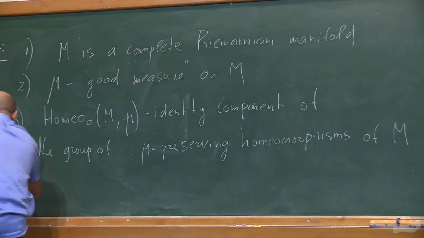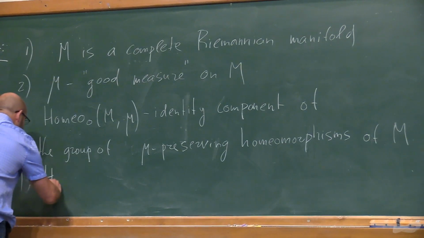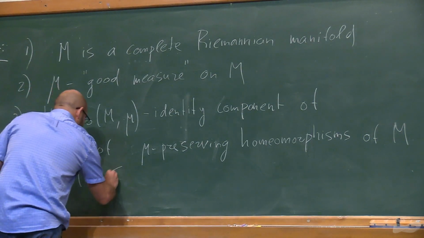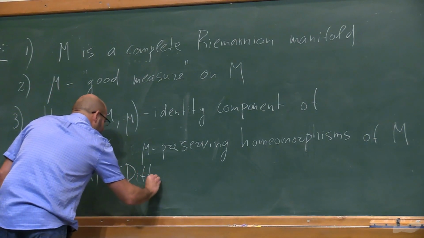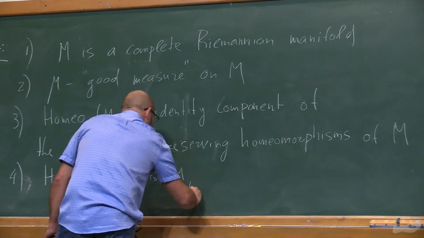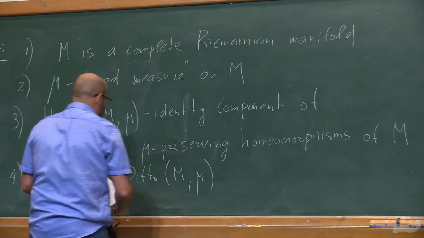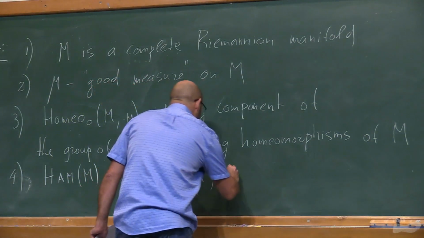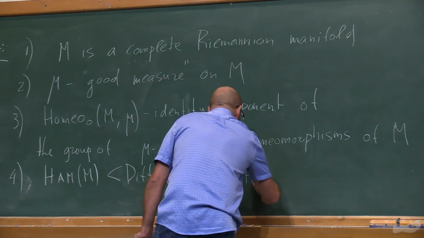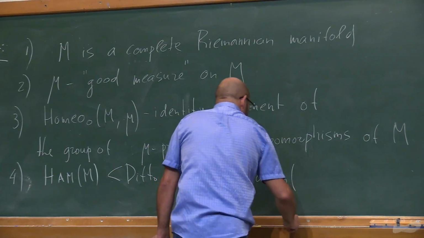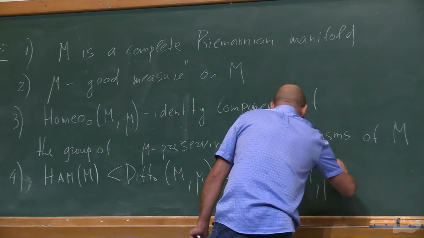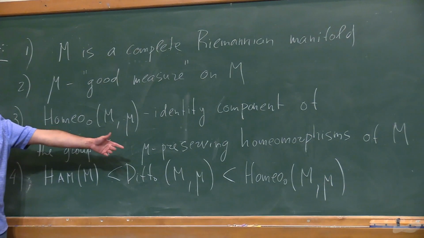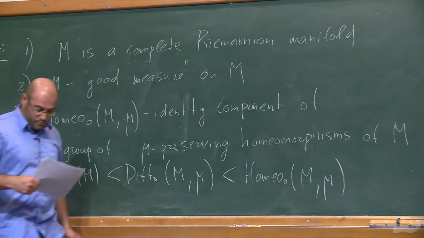And four, the usual notation: Ham(M) is the group of Hamiltonian diffeomorphisms, which is a subgroup of Diff_0(M, mu). This is the group of volume-preserving diffeomorphisms of M, more precisely the identity component, which is a subgroup of Homeo_0(M, mu). What I'm going to talk about today is these subgroups, or usually their commutator subgroups as well.